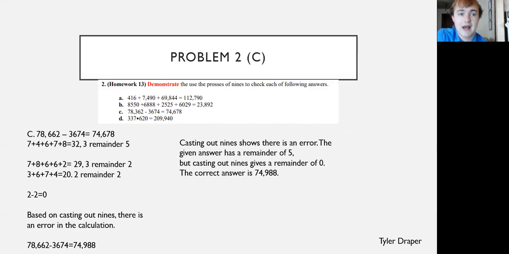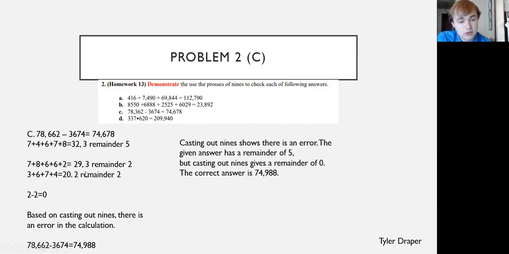Still the same thing. We're adding the digits, dividing by 9. So our given answer, 74,678. We find that after you add the digits up, you get 32. 3 remainder 5. 7, 8 plus 6 plus 6 plus 2. Our answer on our addition problem on the left. Or sorry, our coefficient on the left. My apologies. You get 3 remainder 2.